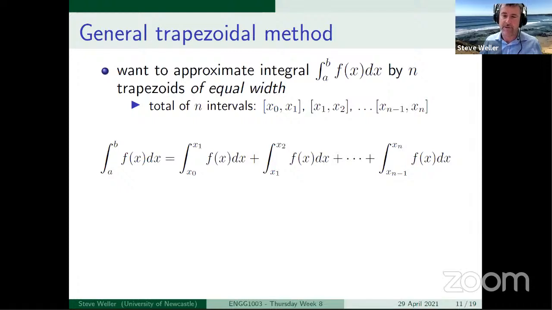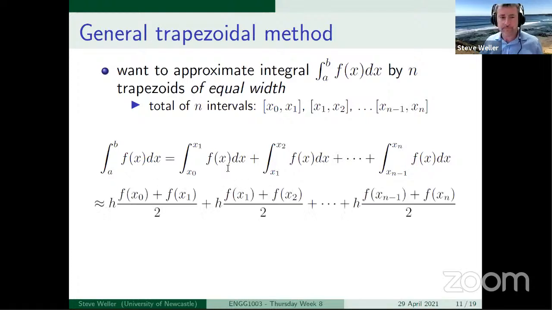That's if we're doing the integration in little panels. But still, it might be that f is really complicated and very difficult to integrate over those panel widths. So what we do is we replace each of them with their trapezoidal approximation. I just want you to focus on the first one.